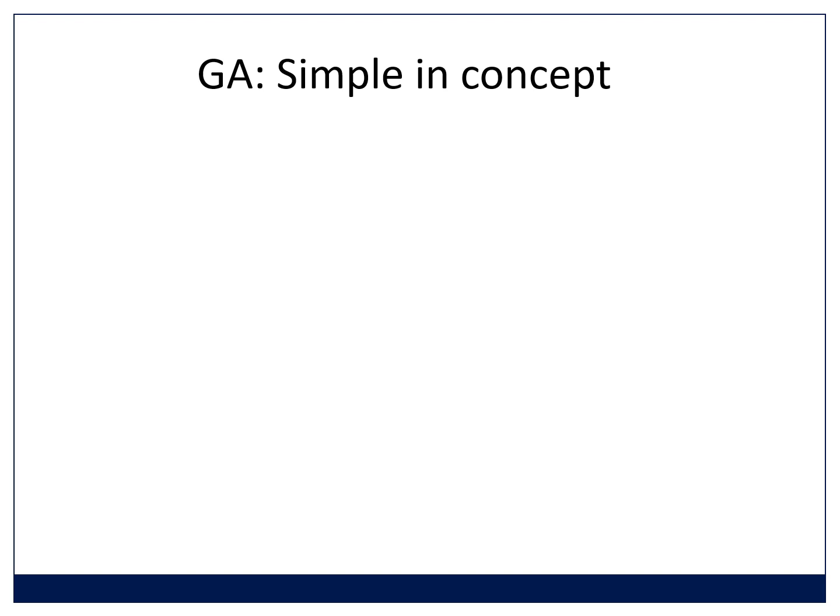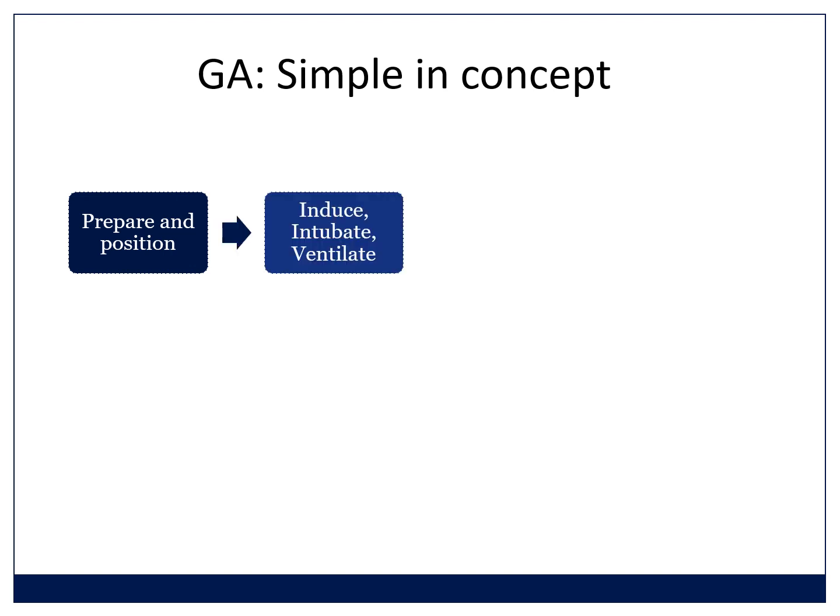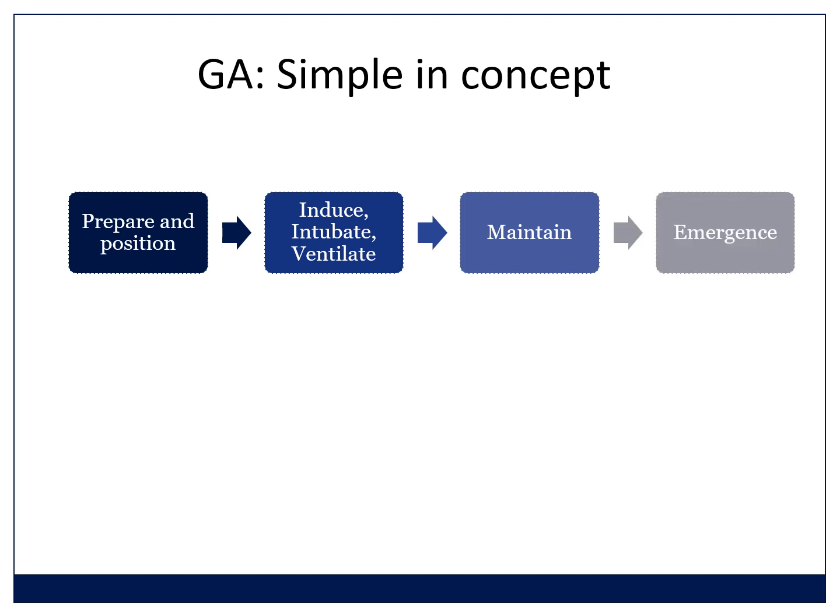Now, a general anesthetic is very simple in concept. You prepare the theater and you position your patient appropriately. You give them an induction agent, you intubate them and put them on the ventilator. You maintain the anesthetic and give them something for pain while they're asleep, and then you wake them up. So it's quite a simple idea that we're trying to get across. But the thing that scares people is the induction and intubation and ventilation. That is probably the most scary part of an anesthetic.